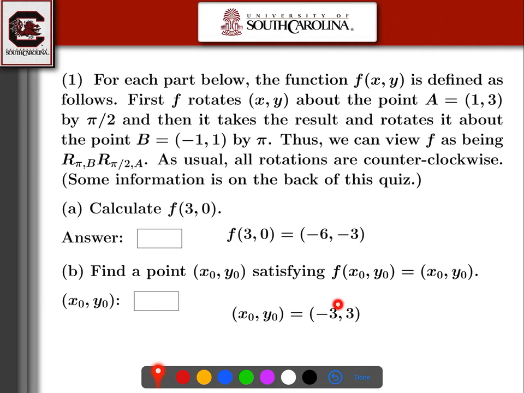So when we did this computation earlier, we were actually finding that C, that (-3, 3), which is the center of the rotation for the product of these two rotations. So in the end, the product of these two rotations has to be a rotation about the point C, (-3, 3), by 3 pi over 2.